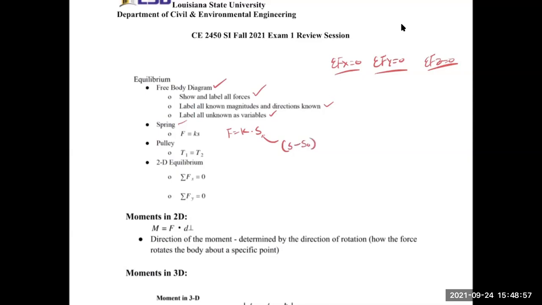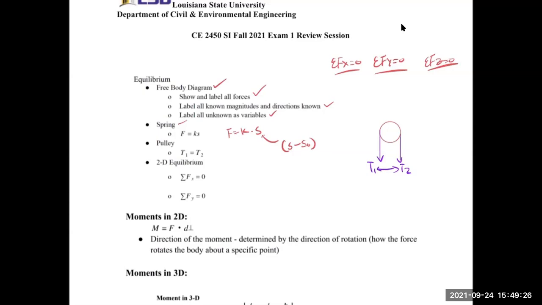For pulleys, in this class up to right now, we always assume a frictionless pulley. So if you have a pulley, let's call these tensions T1 and T2. Since we assume they are frictionless, this T1 will be equal to this T2.